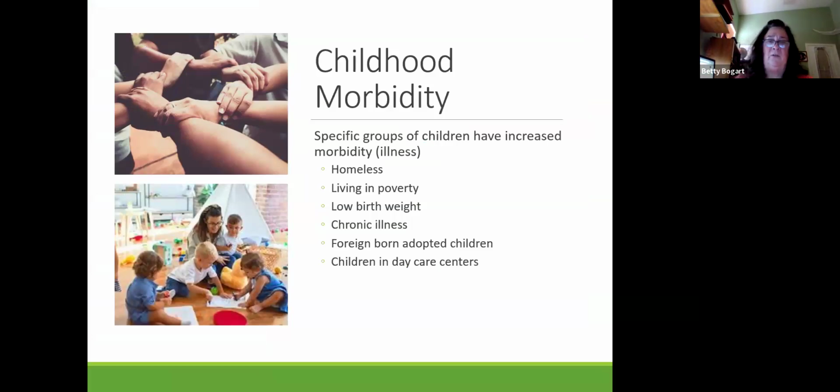So we've talked about specific groups, childhood morbidity, with living in poverty. We can understand that. I've already mentioned low birth weights, chronic illness. If you're always sick with something, sometimes it catches up and it can take the child. Why are there deaths of children in daycare centers? Well, what do children do in daycare all day long? Mostly they play, right? And they play with toys and they swap spit all day long, don't they? So now they're passing germ to germ to germ, and those germs could be bad germs. And of course, that could cause an increase in morbidity and mortality in daycare.